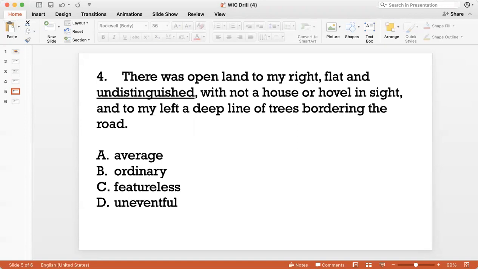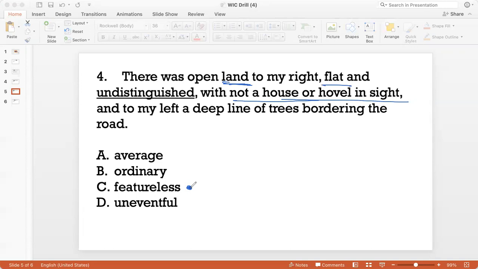Now, I need to choose the best option for undistinguished, and my options are average, ordinary, featureless, and uneventful. Now, remember that I'm saying this for land, right? And I'm saying that the land was flat and undistinguished with not a house or hovel in sight, which means that there was nothing to distinguish the land. It was completely plain. There was no feature, there was no activity there. So I like featureless in the context of what I'm saying, in the context of the land being undistinguished.